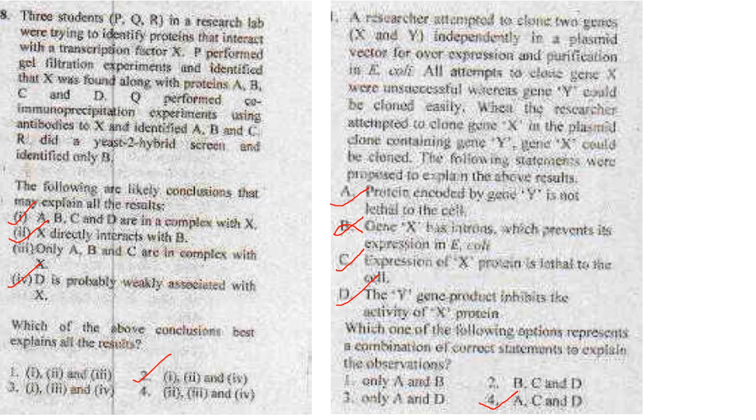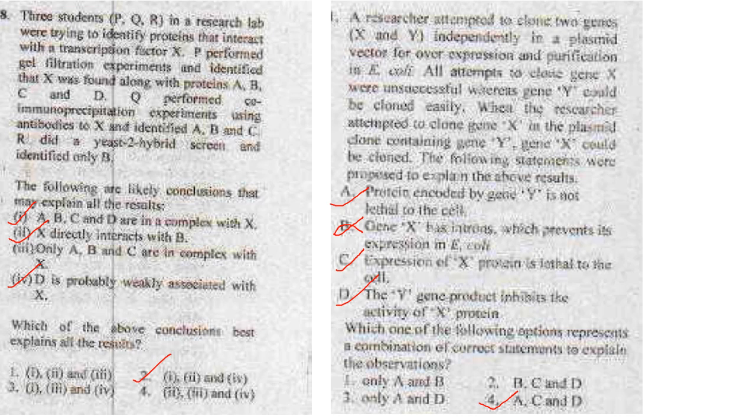So 3 students, P, Q, R, were in the process of identifying proteins that interact with the transcription factor X. They performed gel filtration, co-immunoprecipitation and yeast 2 hybrid screen, and they got 3 different results. Now the following are likely conclusions that may explain all the results. Which of the above conclusions best explains all the results?